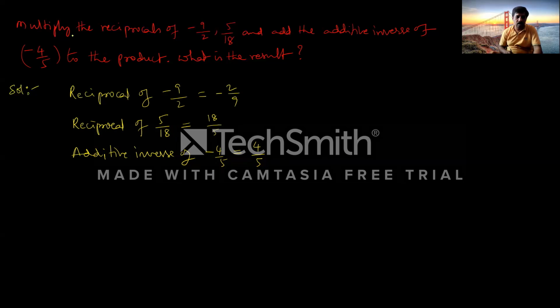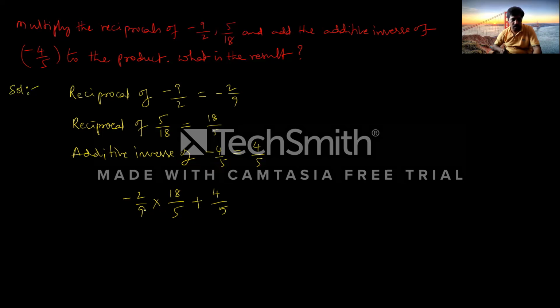Now here multiply reciprocal of these two. Now we should multiply the reciprocals here. Minus 2 by 9 into 18 by 5. This is the product. What we have to do? Add the additive inverse of minus 4 by 5 to the product. The product is this. We have to add 4 by 5. Additive inverse of minus 4 by 5 is 4 by 5. So add to product. We are adding additive inverse of minus 4 by 5 to the product.